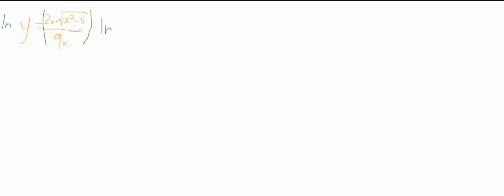Alright, so now we have ln of y. If we were to differentiate it, we got 1 over y. Then we're going to go ahead and simplify this right-hand side, because this is very complicated here. So this is ln of 2x plus the ln of x squared plus a negative 5, minus the ln of 9x.